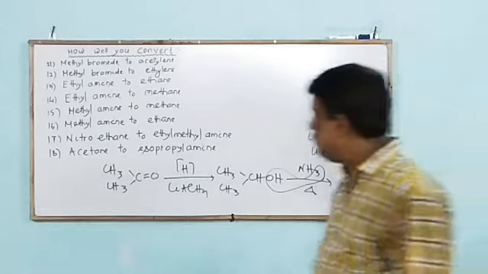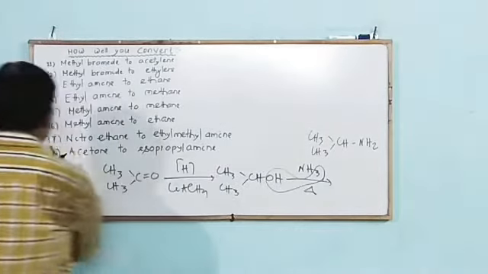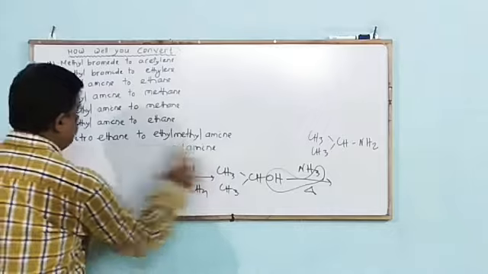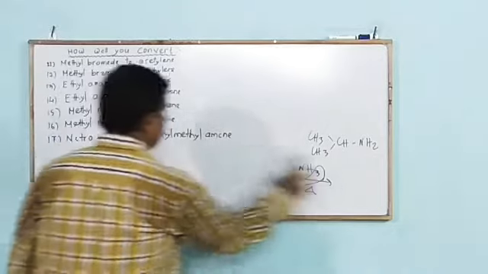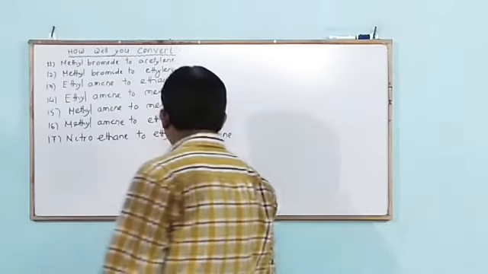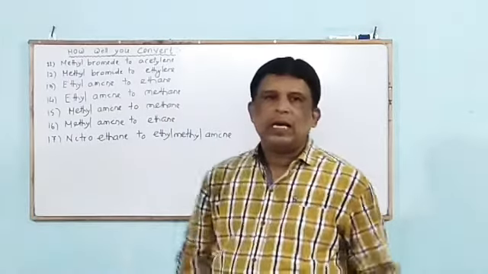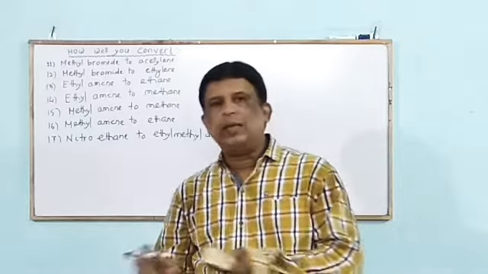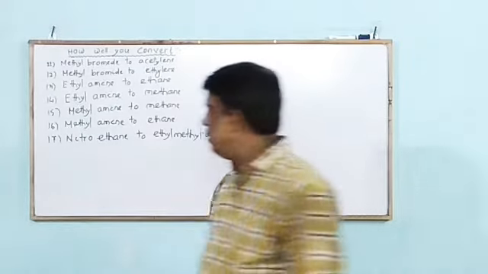Move to the next question. Mark that. What is the next question? Nitroethane to ethyl methylamine, a 2 degree amine. Mark that.